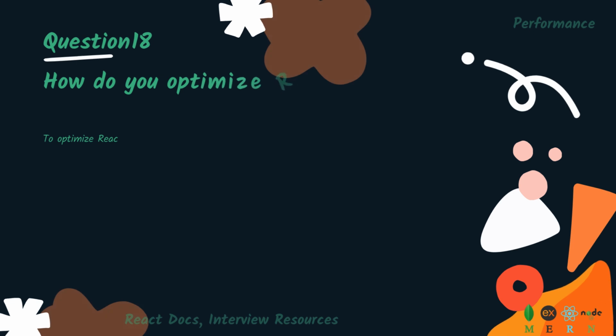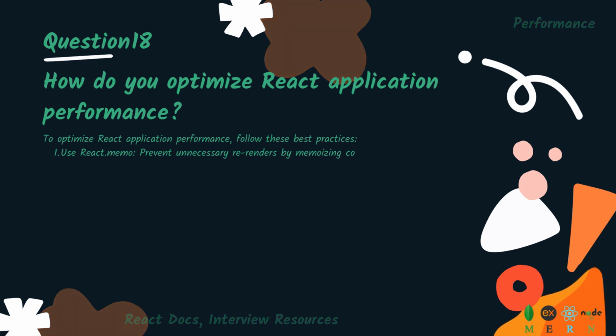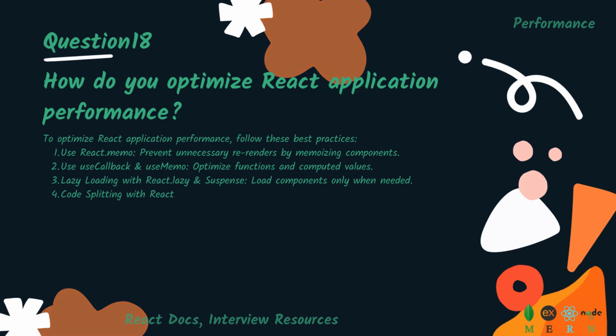How do you optimize React application performance? To optimize React application performance, follow these best practices. Use React.memo. Prevent unnecessary re-renders by memoizing components. Use useCallback and useMemo. Optimize functions and computed values. Lazy loading with React.lazy and Suspense. Load components only when needed. Code splitting with React.lazy and React Suspense.